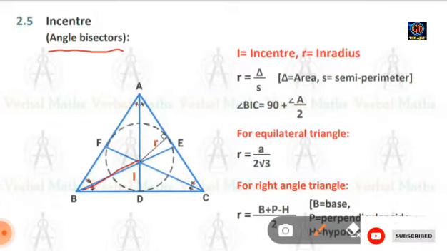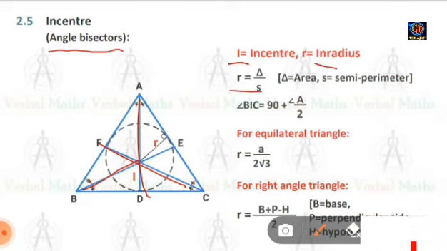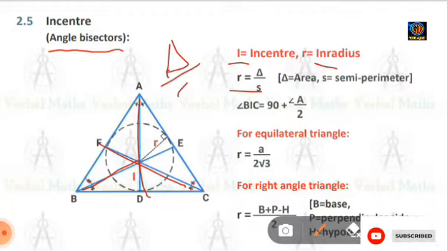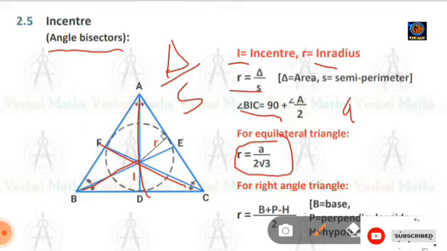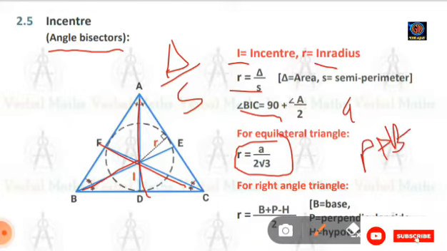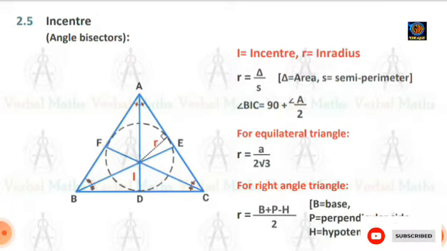Now there is an incenter formed by these three angle bisectors. I is the incenter, small r is the inradius, and S is the perimeter. If we want to find angle BIC, that is 90 plus A by 2, which is very important. For an equilateral triangle, the inradius is a by 2 root 3, and for a right triangle, small r is equal to perpendicular plus base minus hypotenuse by 2.